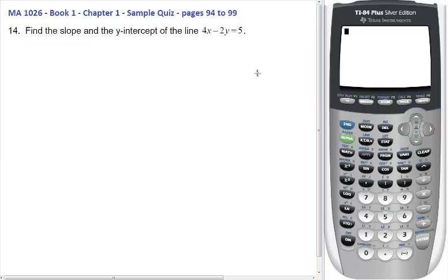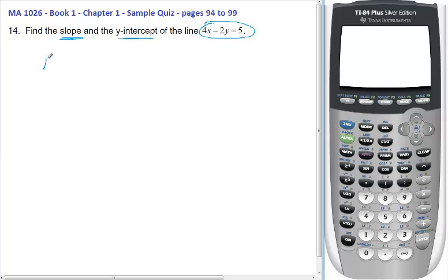Good day, students. Today we're going to look at the solution to number 14. It's the second long answer question, part of your Book 1 Chapter 1 sample quiz, and let's get right to it. It's asking us to find the slope and the y-intercept, and it gives us a line.